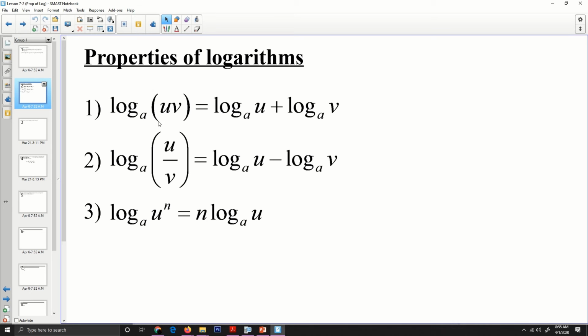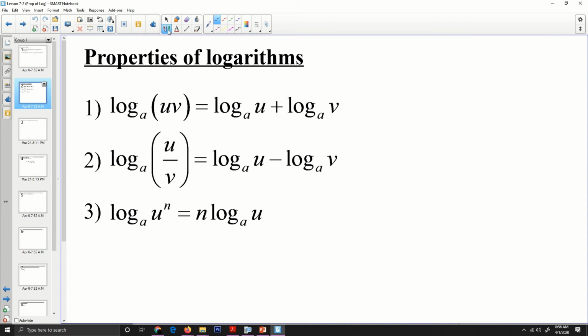Here they are. If I have a logarithm that is a product of two values, I am allowed to rewrite that expression as a sum of two logarithms of the same base. If I have a logarithm that is the quotient of two values, I am allowed to expand that and write it as a difference of logarithms of the same base. And lastly, if I have a logarithm of an exponential, I am allowed to take the exponent and bring that value down in front of that logarithm.